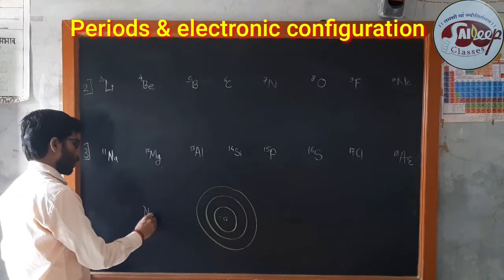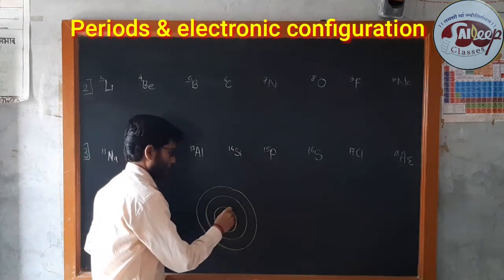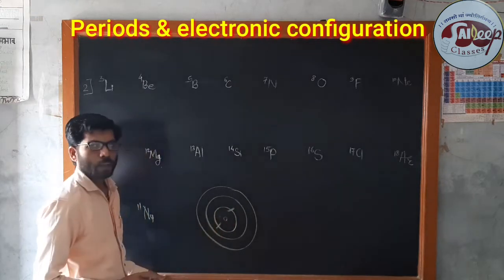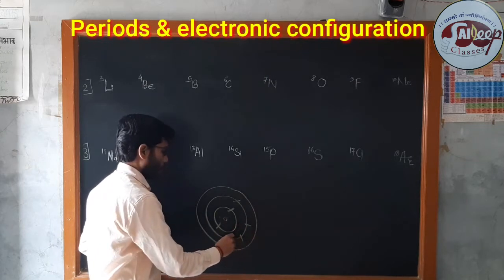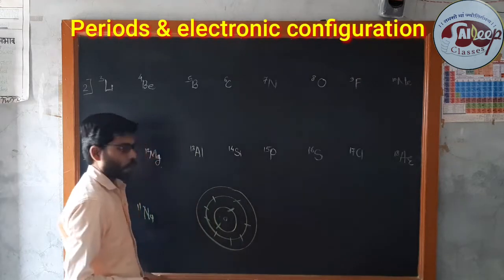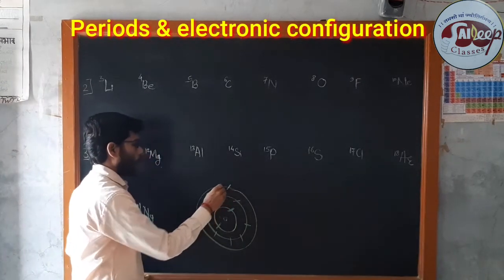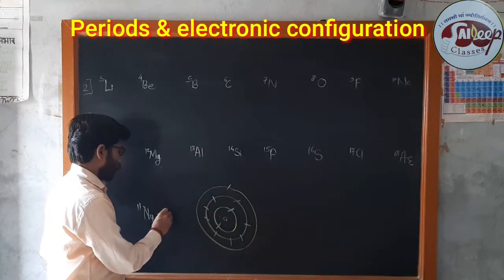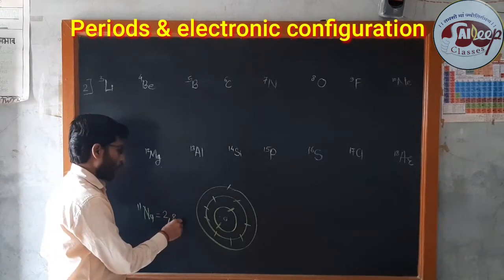Suppose we take the example of sodium, atomic number 11. 2 electrons in the first cell, 1, 2, 3, 4, 5, 6, 7, 8 electrons in the second cell and 1 electron in the third cell. That means the electronic configuration of sodium is 2, 8, 1.